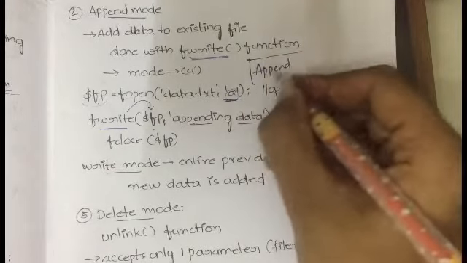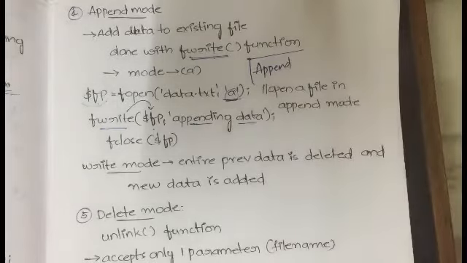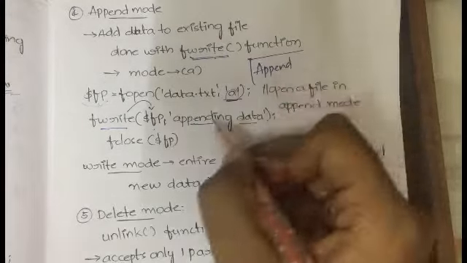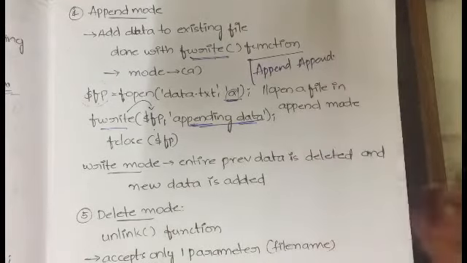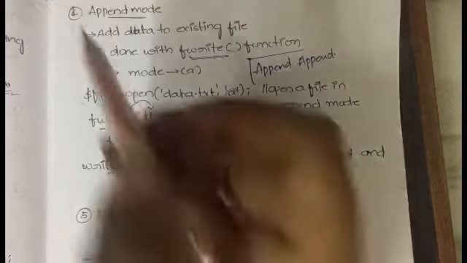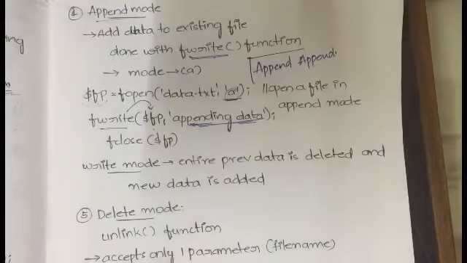So this is our file. Already "append" is the text which is present in our file. So in the end, after this, appending data will be added. Whenever you want to add some data to the existing data, in that case you have to use append mode. So what is the difference between write and append?